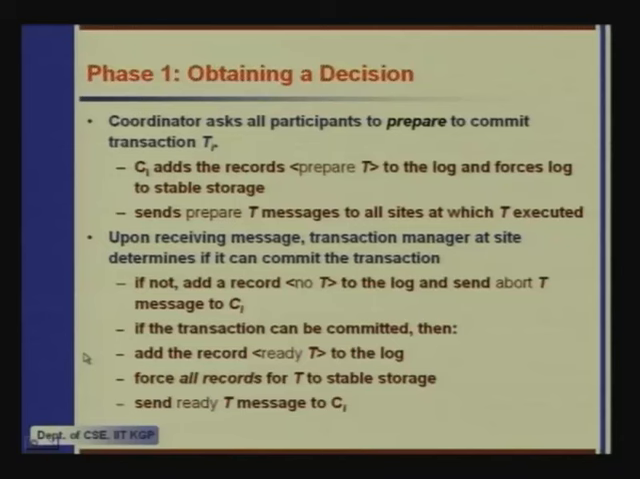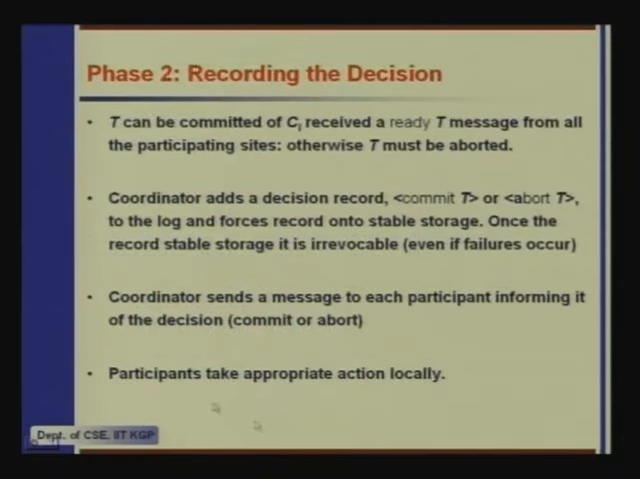Now let us look at phase 2 of the protocol. In phase 2, T can be committed if CI received a ready T message from all the participating sites, otherwise T must be aborted. So this is the decision that the coordinator will have to take: if it gets a ready T message from all the participating sites, then it will decide to commit, otherwise it will decide to abort. Remember that all sites includes the site of the coordinator.